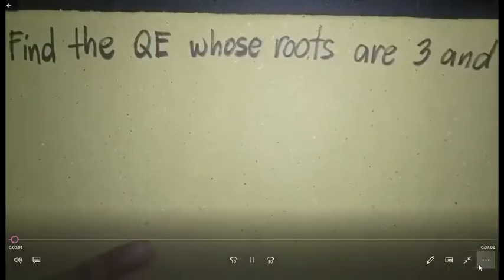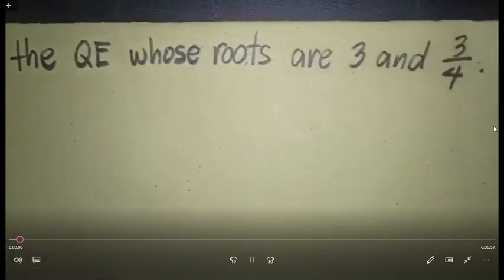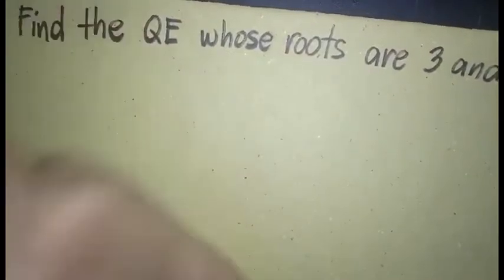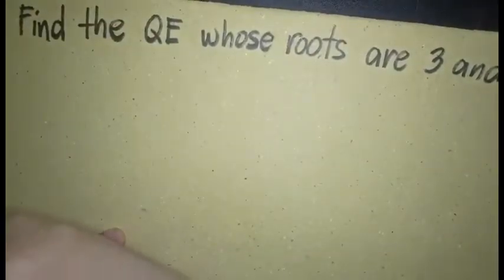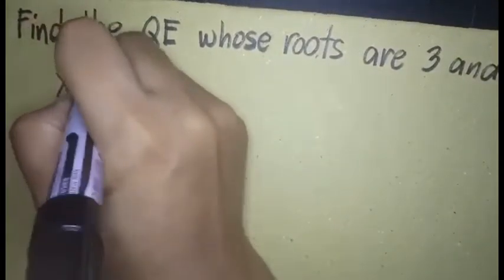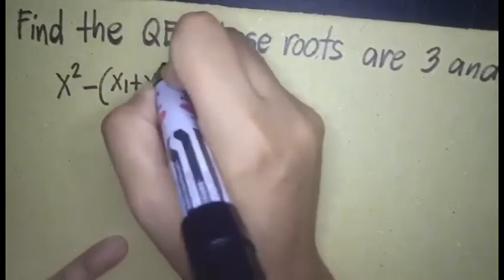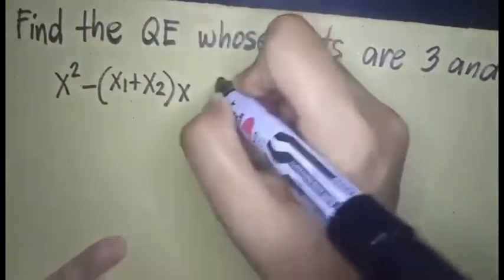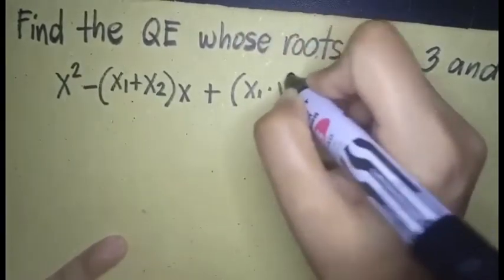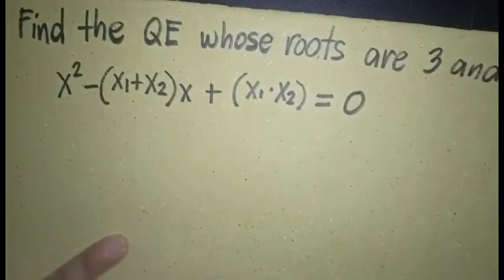Okay, so let us find the quadratic equation whose roots are 3 and 3/4. Remember the pattern in writing the quadratic equation. If the roots are given, we have x squared minus the sum of the roots x, plus the product of the roots is equal to 0. Okay?